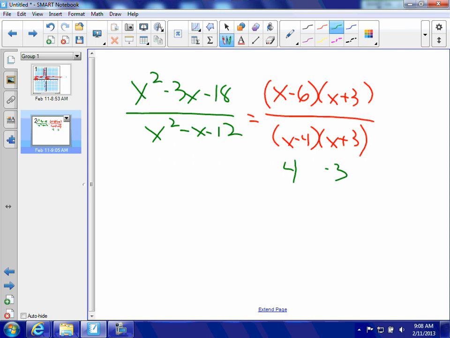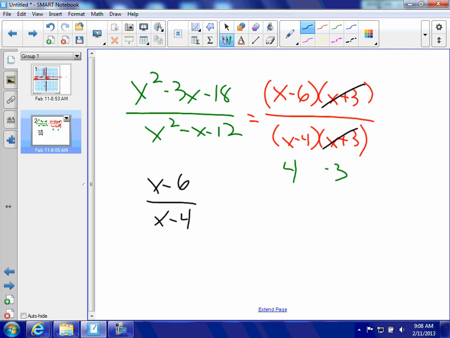Now when I want to write this in lowest terms, that's when I can cross these out. So I'm going to have x minus 6 over x minus 4. And that is my function written in lowest terms. Are we okay with that? Questions? Ask me as I'm going along.